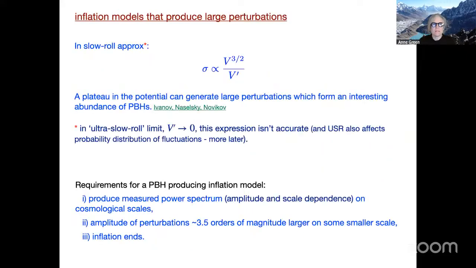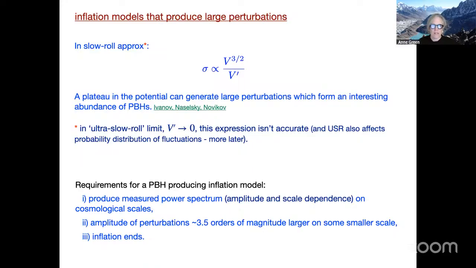So what do we need to do to produce large perturbations? We previously saw in the slow roll approximation this expression here for the typical size. And so you can see that if we want sigma to be large, one way of doing this is to make V prime, the slope of the potential, very small. And it was realized again in the 1990s that if you have a plateau in your potential, you can generate large perturbations, which form an interesting number of PBHs.